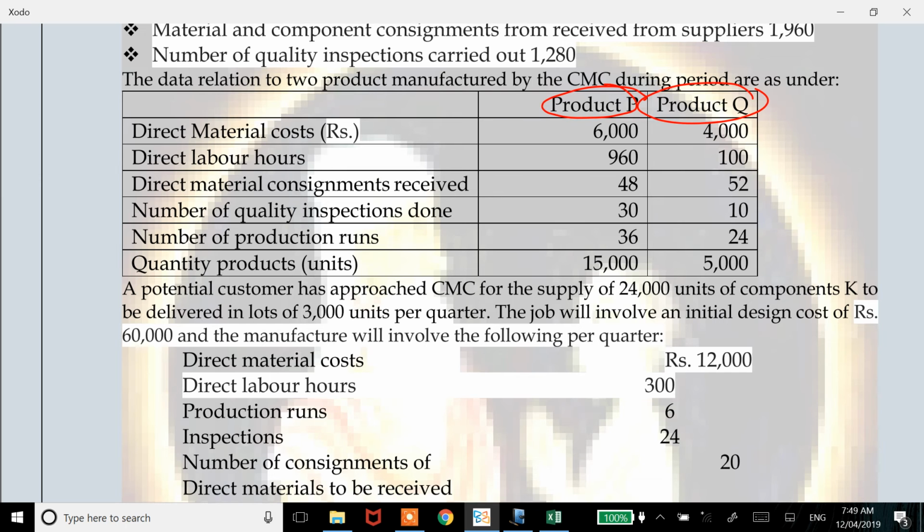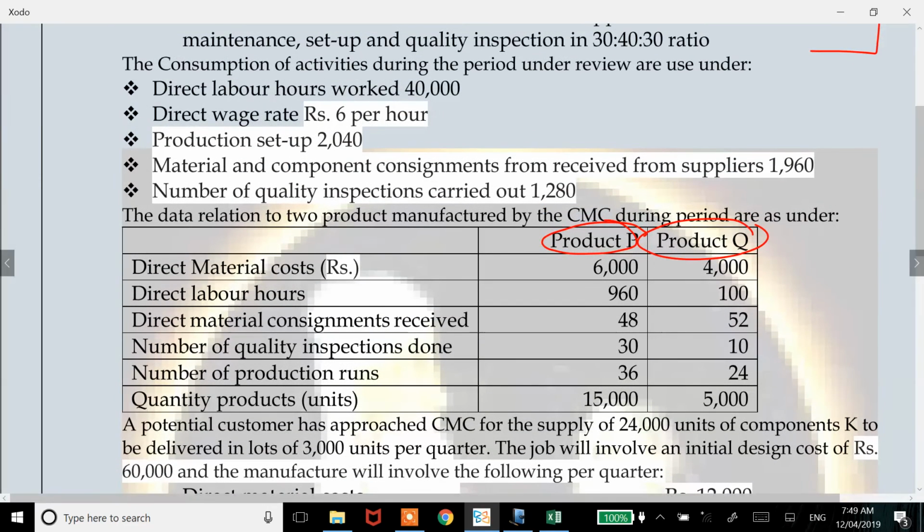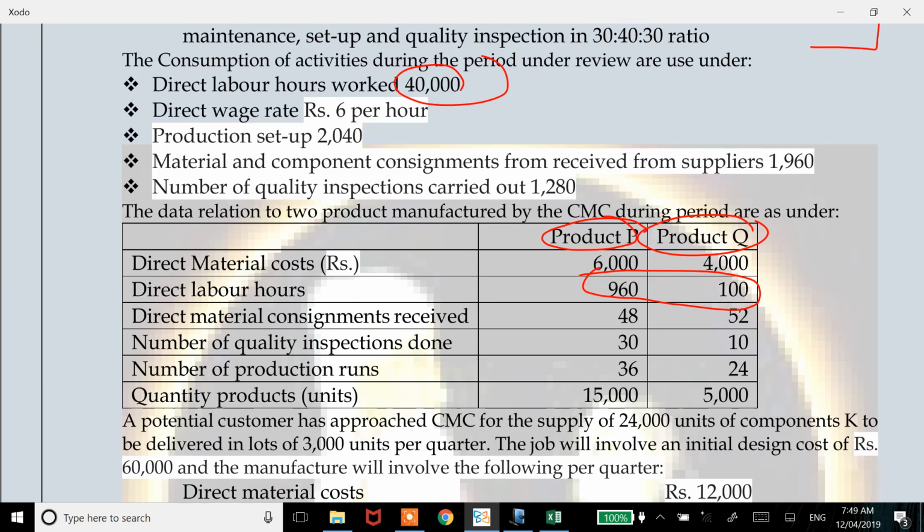In this question, it's not going to match because this company has some 40,000 labor hours, whereas these 2 products put together have only 960 plus 100, which means there is another product R, product S, product T. You have multiple other products whose data I don't have. So in this question, I cannot do the check saying that the total overheads match with the total overhead of the products. That checkpoint is not possible.